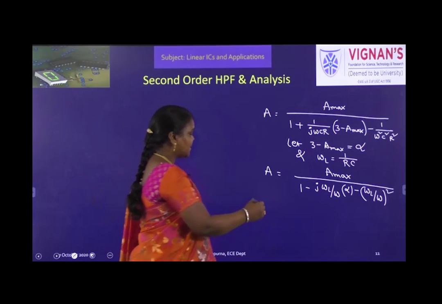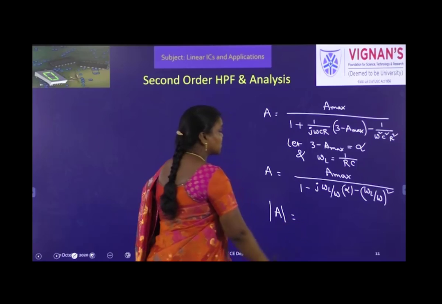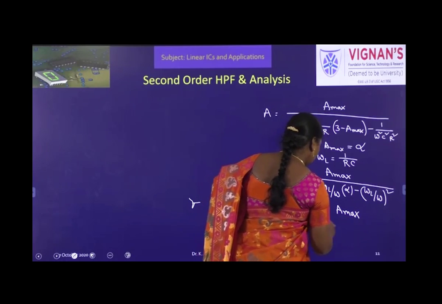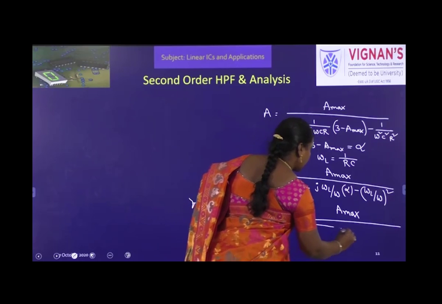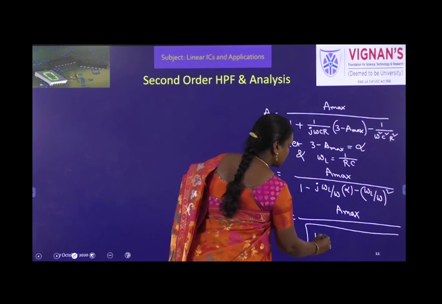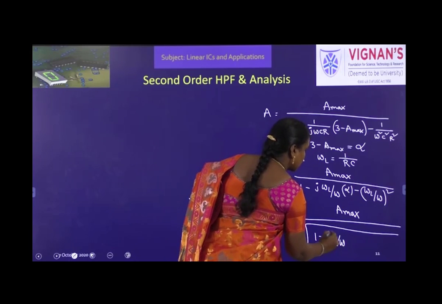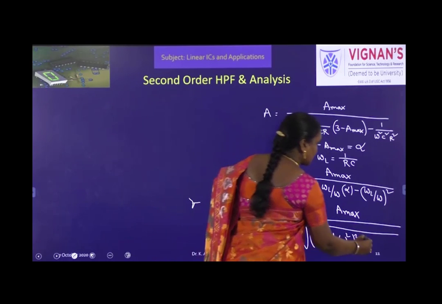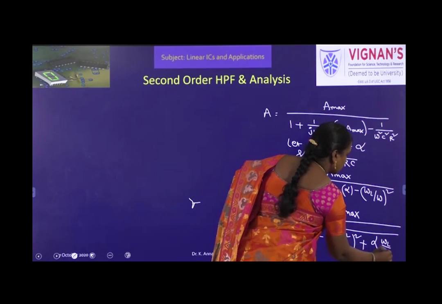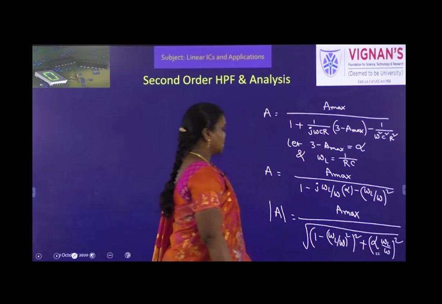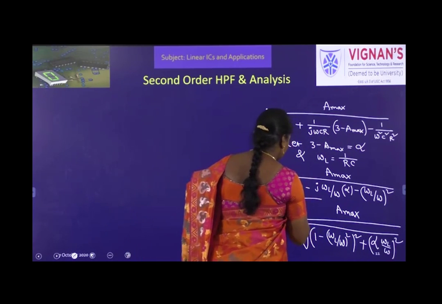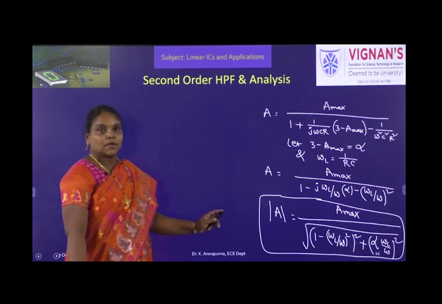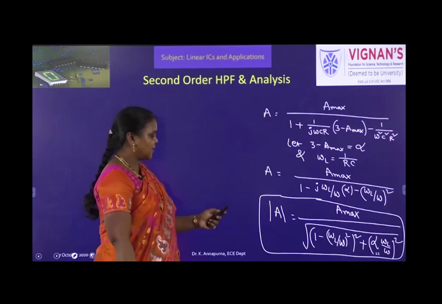Okay. Now coming to the magnitude of this. So magnitude means real part square plus imaginary part square. So A max by square root of real part means 1 minus omega l by omega square. This is the real part. So this whole square plus alpha into omega l by omega whole square. This is the imaginary part. So this is the magnitude of second order high pass. Okay, for second order high pass, the gain expression is like this.